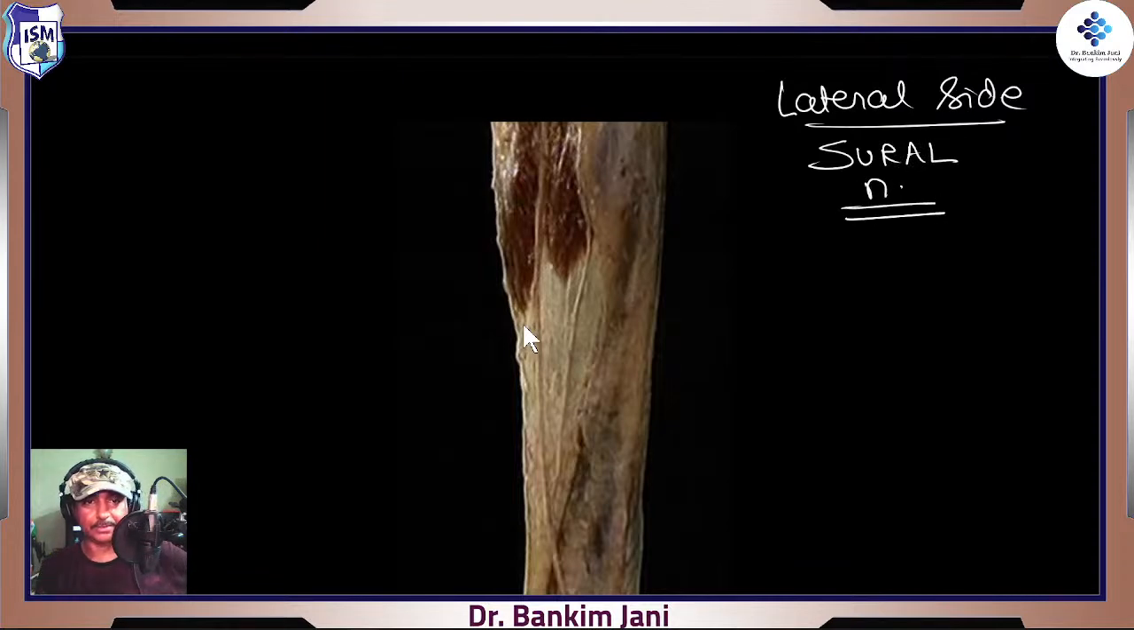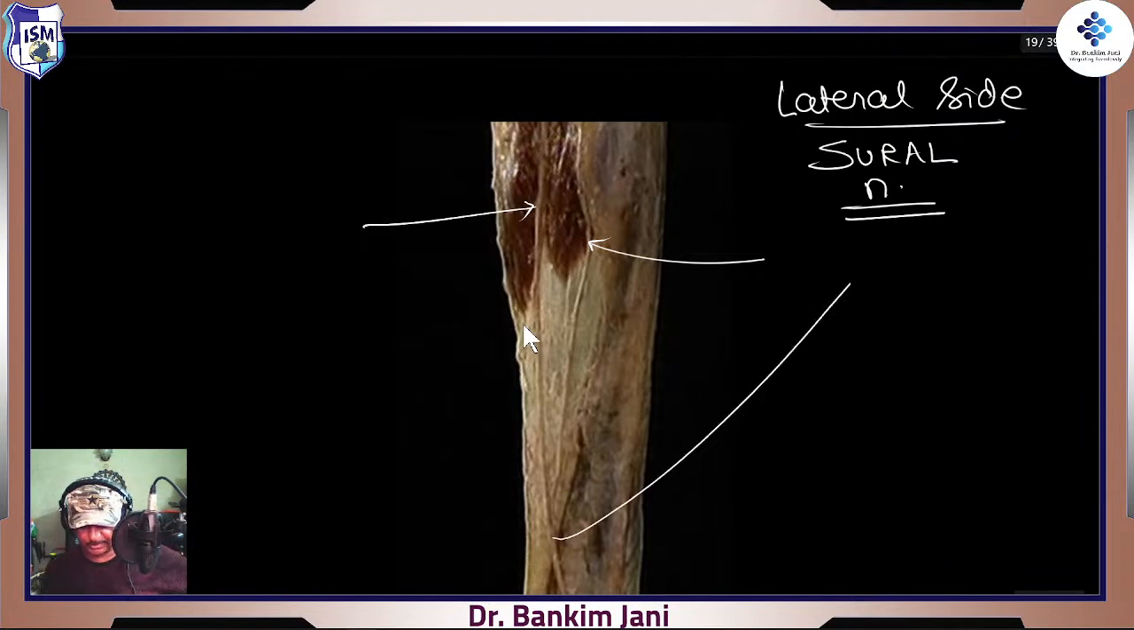Okay, as we said, we'll be talking about those two nerves. This is on the lateral side, and here we are talking about a nerve called the sural nerve. Interestingly, this nerve is formed by a combination of two nerves. See here, it is one, and here it is two. But where is sural? Sural is here. That's the sural.